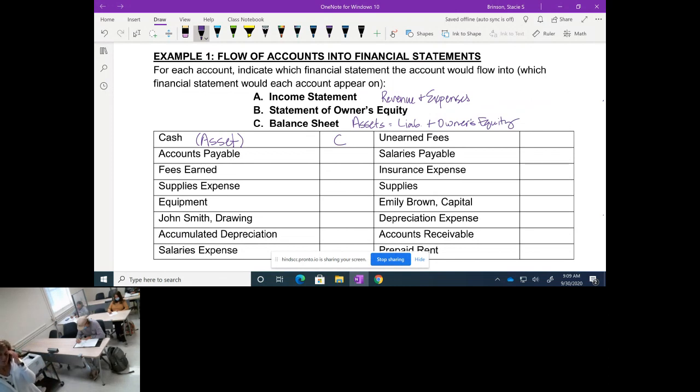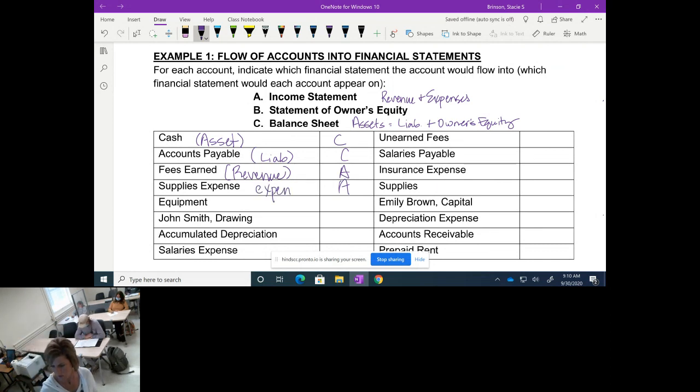All right, what about accounts payable? Balance sheet. Yeah, it goes on the balance sheet. What kind of account is it? It's a liability. What about fees earned? The income statement. Yeah, it goes on the income statement. What kind of account is it? Revenue. It is revenue. All right, what about supplies expense? The income statement. It goes on the income statement. What kind of account is it? It's an expense. That was pretty easy.